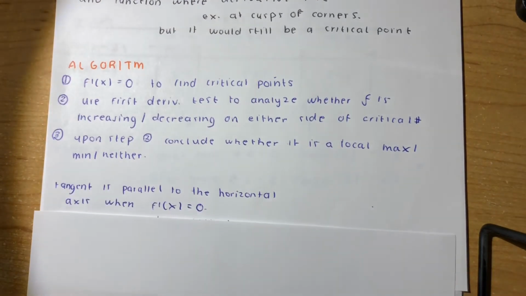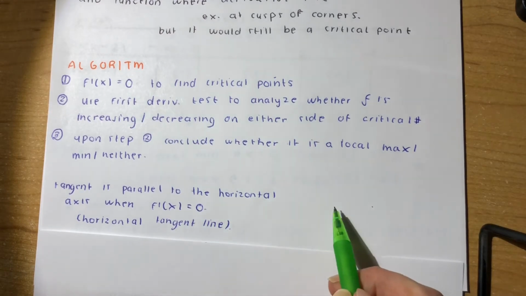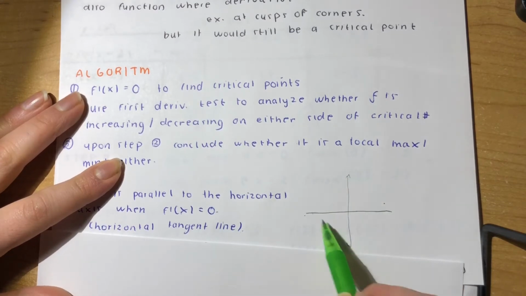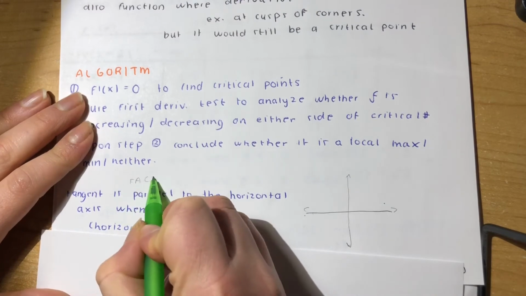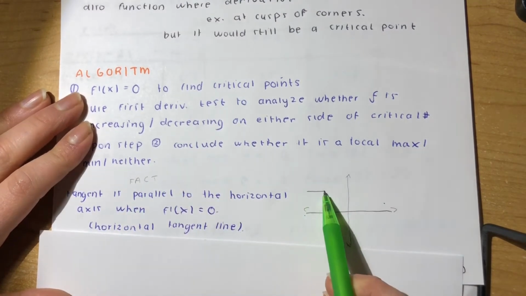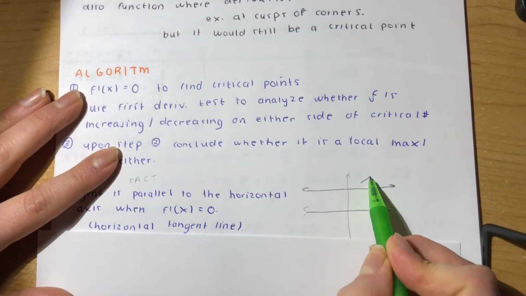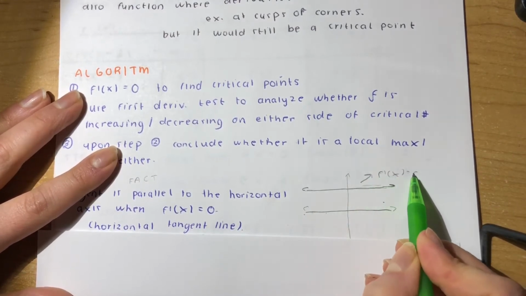A tangent is parallel to the horizontal axis when f prime of x is equal to 0. So that just means a horizontal tangent line. As you know, here's the horizontal axis. So all this is saying is a fact. If we call this a tangent line, and it's parallel to the horizontal axis, that means that the slope of this tangent line is also 0.